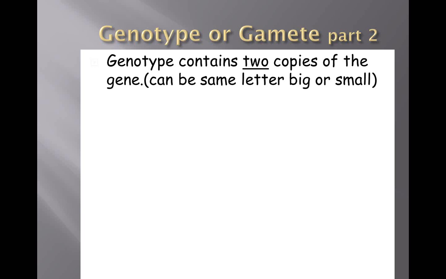Genotype or gamete, part 2. Genotype is the actual genes, so the letters, capital letter or lowercase letter. It contains 2 copies of a gene, the same, big or small. Here you've got big A, little a, 2 capital B's, big C, little c, 2 capital Z's, little j, capital J.